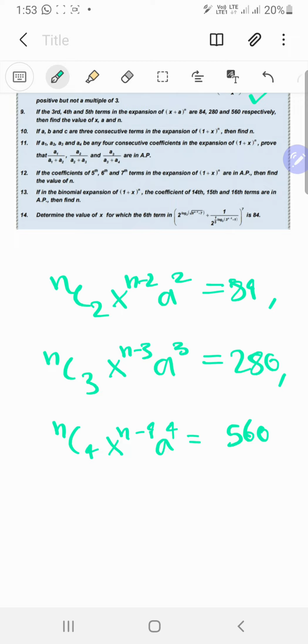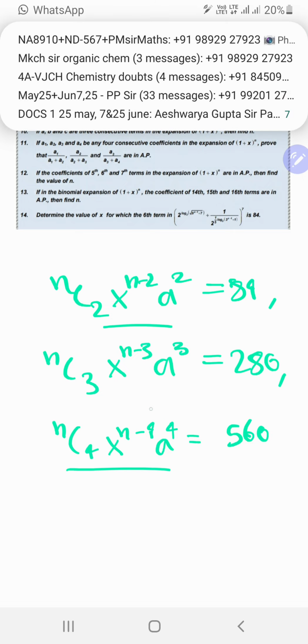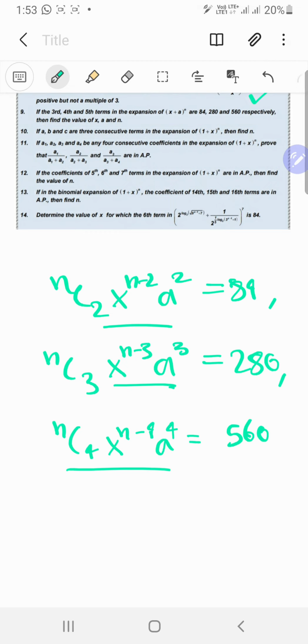One thing you see over there is that you have something like a ratio. If I multiply the third and fifth terms, the power of x will be 2n - 6, and the power of a will be 6. So that is like 2 times the power of the fourth term. So maybe I can use that fact somehow.